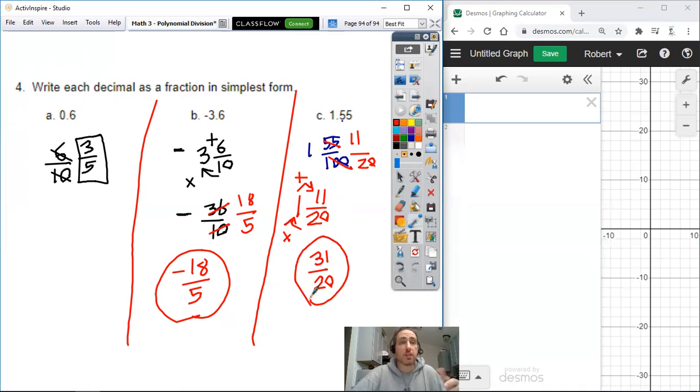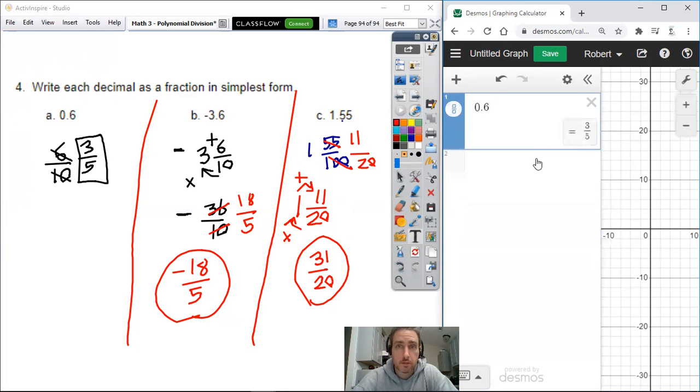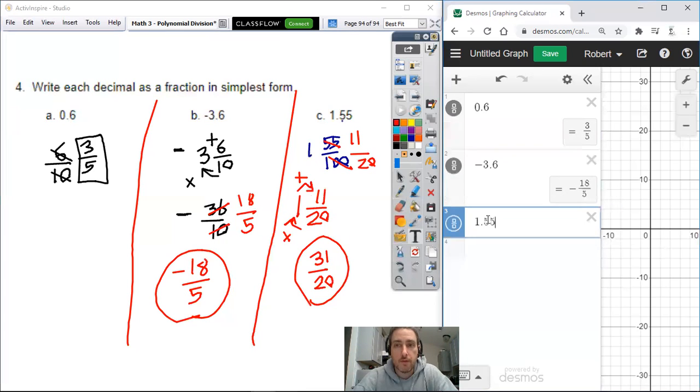Now we'll check all these in here just to make sure. So 0.6, 3/5. -3.6, -18 over 5. And 1.55, 31 over 20.